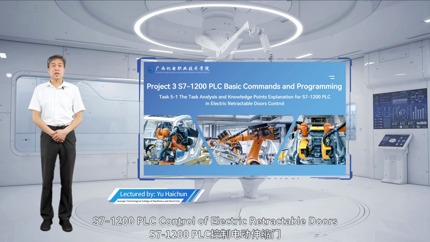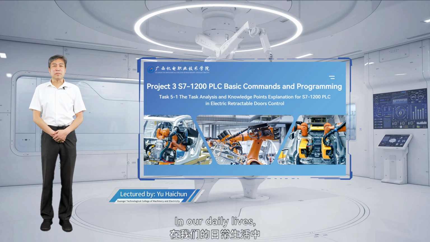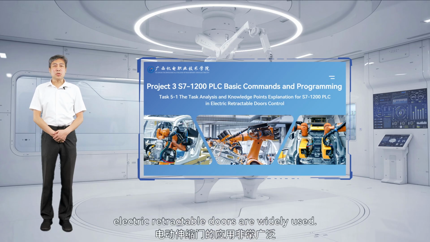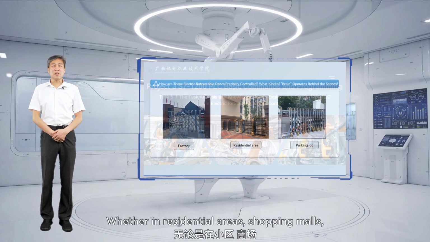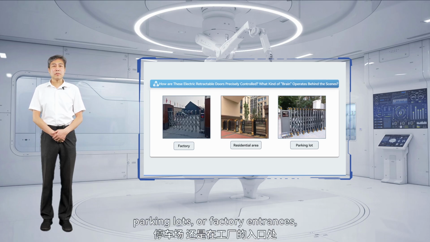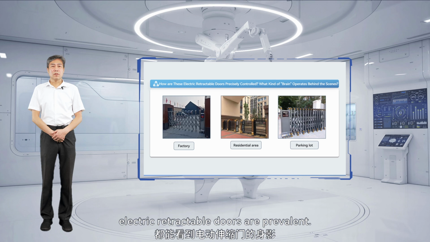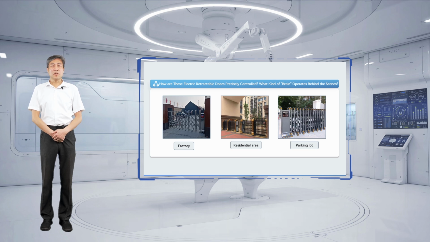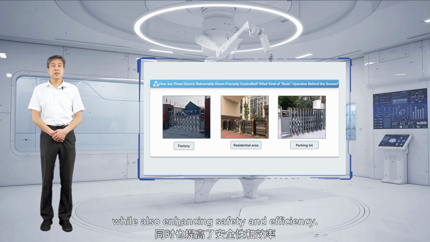S7-1200 PLC control of electric retractable doors. In our daily lives, electric retractable doors are widely used. Whether in residential areas, shopping malls, parking lots, or factory entrances, electric retractable doors are prevalent. They bring convenience to our lives while also enhancing safety and efficiency.